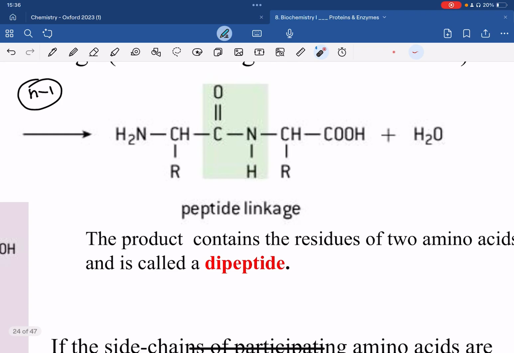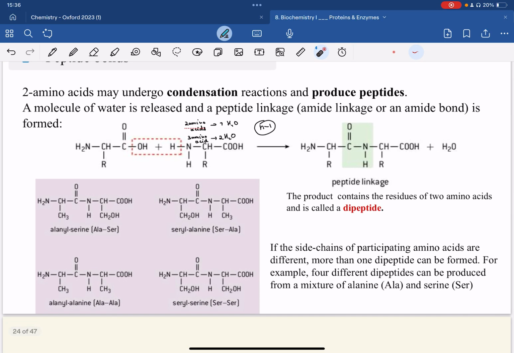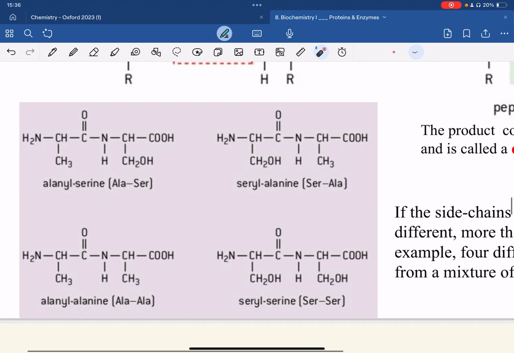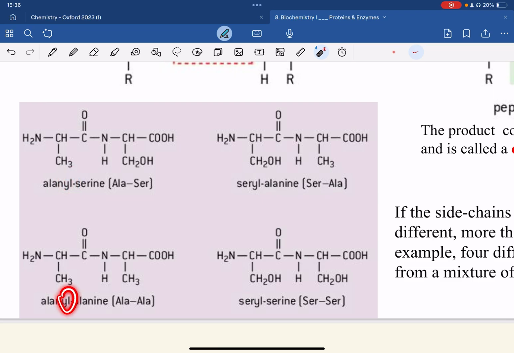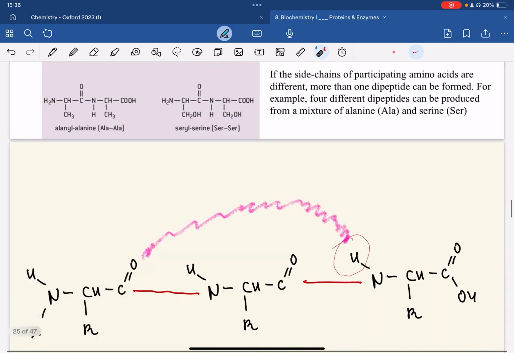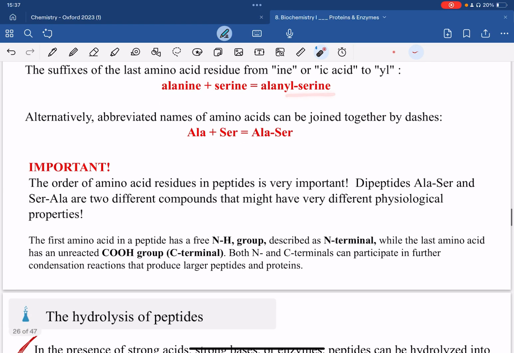And you see, whenever two amino acids combine, it's called a dipeptide. When three amino acids combine, it's called a tripeptide. Just know that. And these are different dipeptides. Also know that whenever we name the dipeptides, always add -yl to the first amino acid. The remaining will stay the same. For example, whenever we have alanine and serine, it will become alanyl serine.